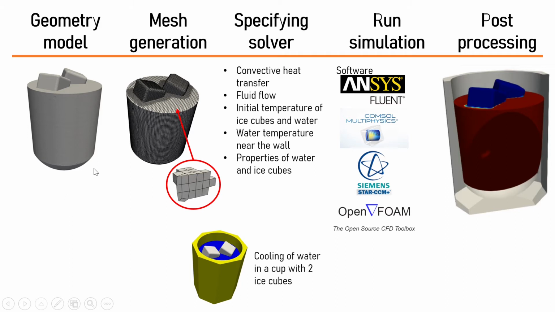So we construct the volume of the water and the ice cubes. Then, we can do the meshing by splitting the whole volume into a number of cells. We need to specify the suitable solver for the physical problem in this case. So we select the fluid flow and convective heat transfer solvers.